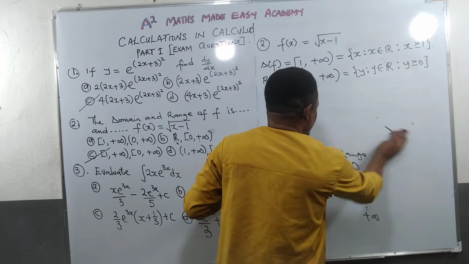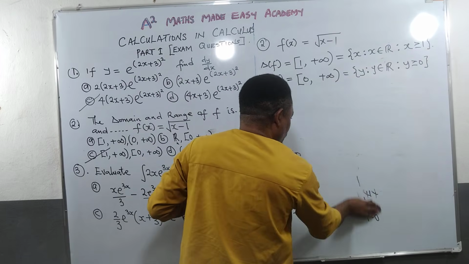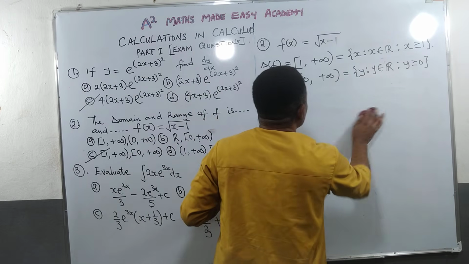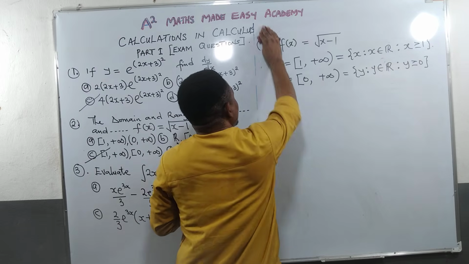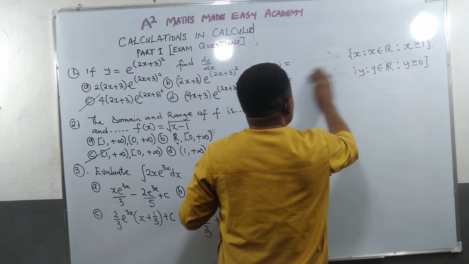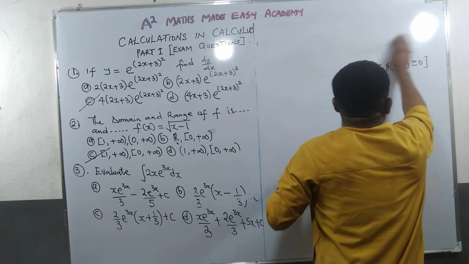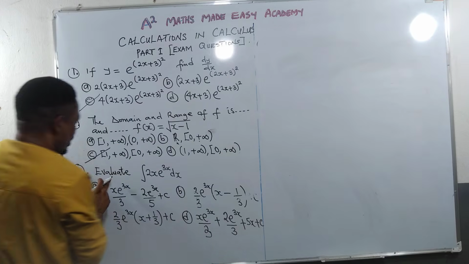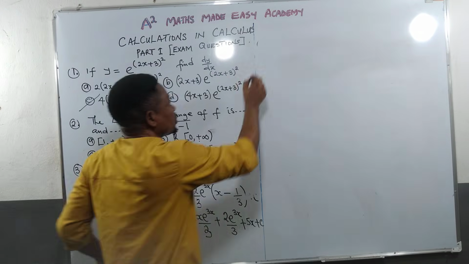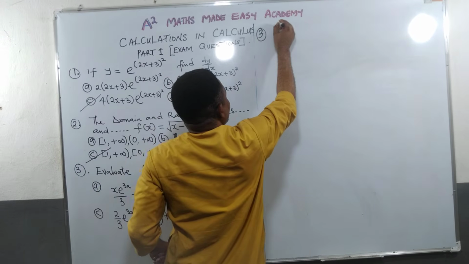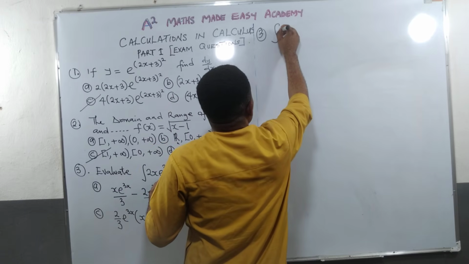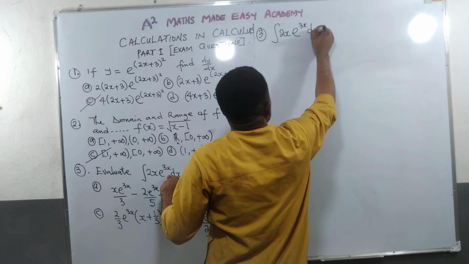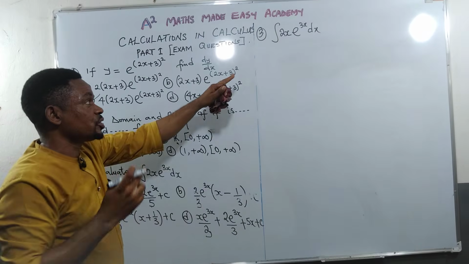Now, can we look at the last question? So that is how to identify it. Question number 3, which is the last question. Evaluate the integral of 2x exponential 3x with respect to x. Now this is the last question for today.